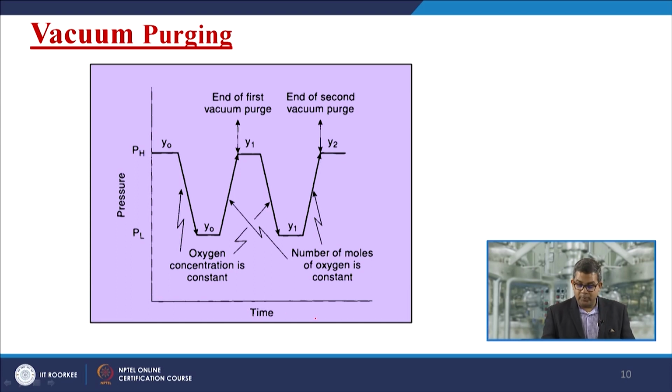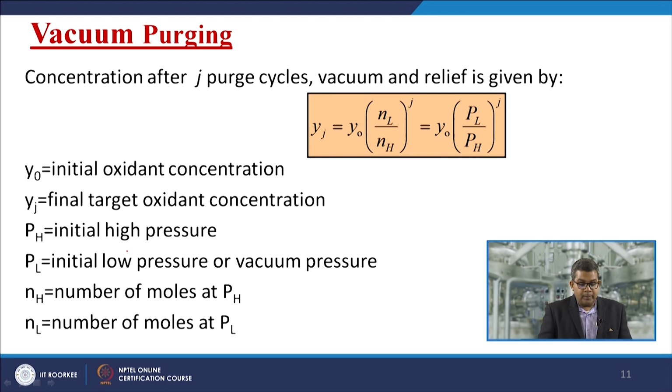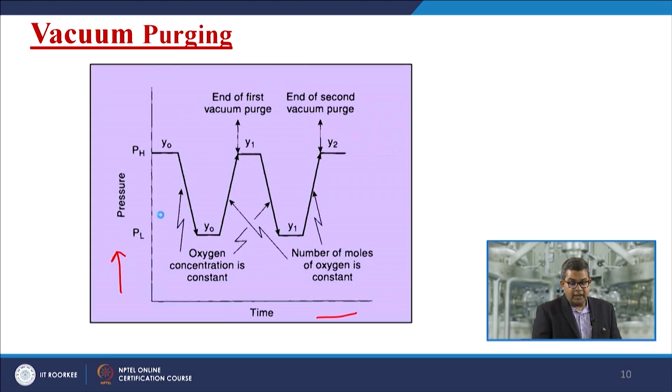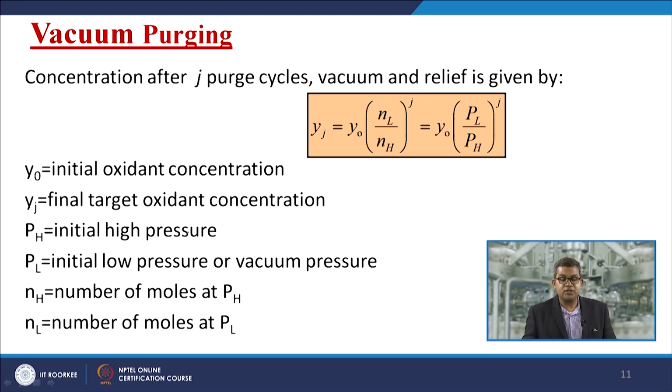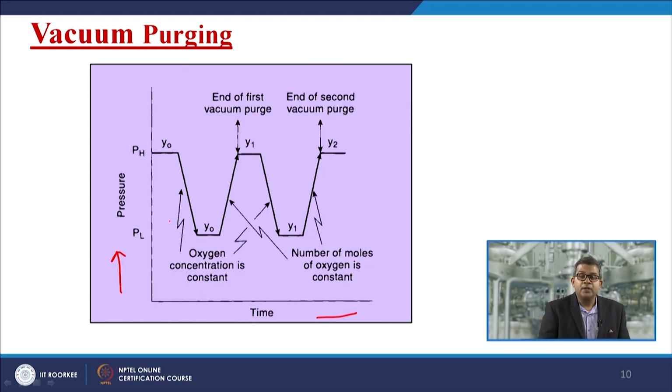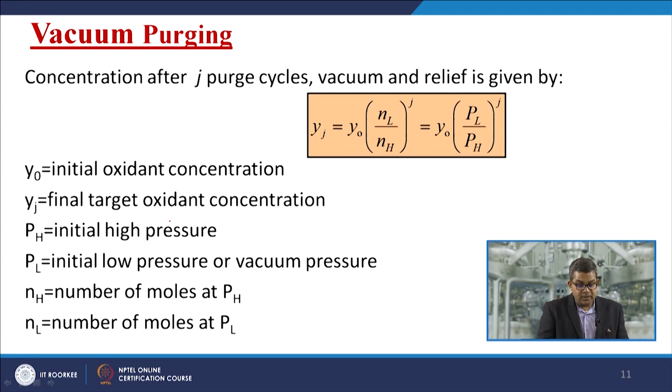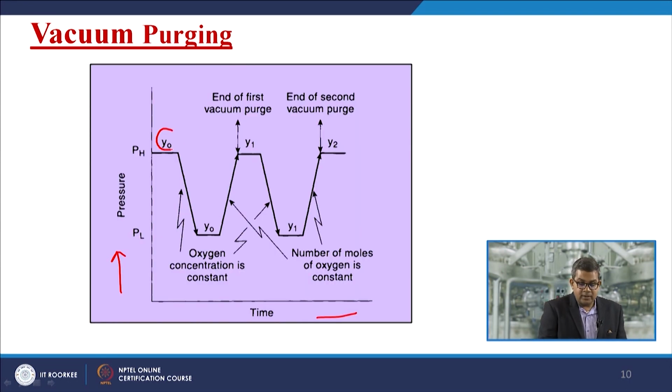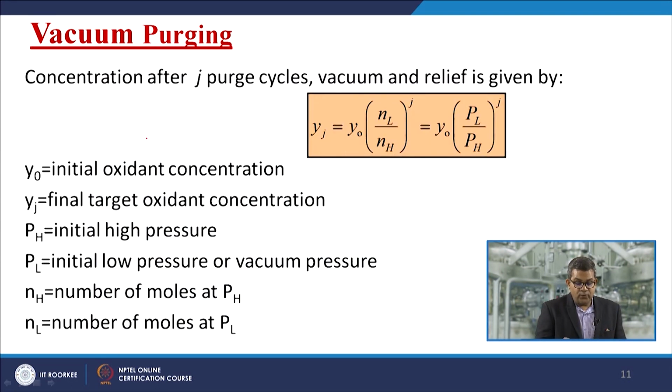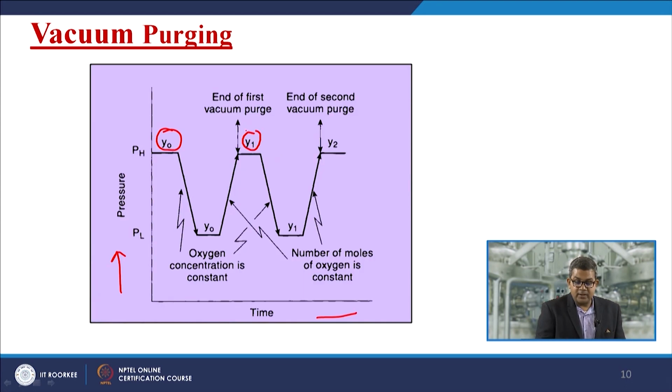We can understand this particular aspect through this small plot. Here on the x-axis we have the time domain, and on the y-axis the pressure domain. Now, here PH is the initial high pressure, this one, and PL is the initial low pressure or the desired vacuum pressure. Y0 is the initial oxidant concentration and Y1 is the final target oxidant concentration.